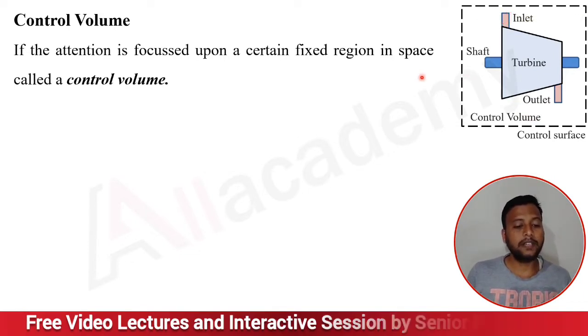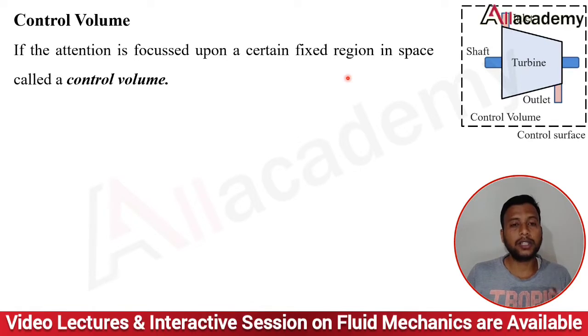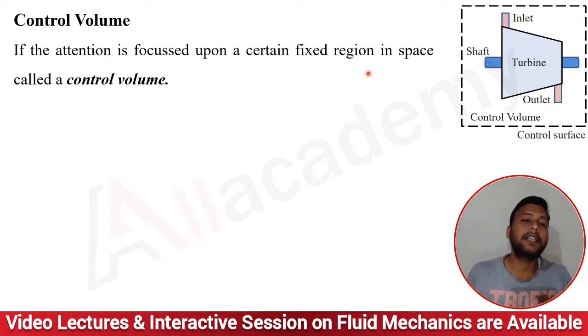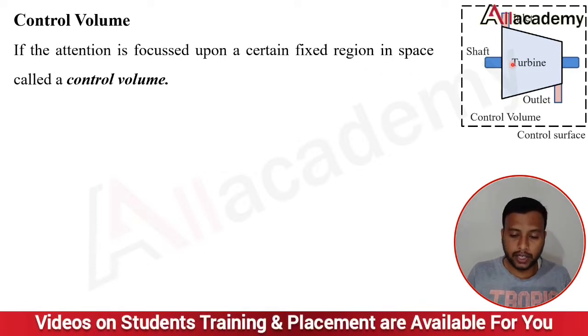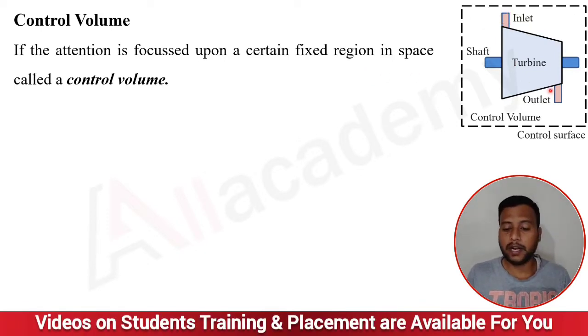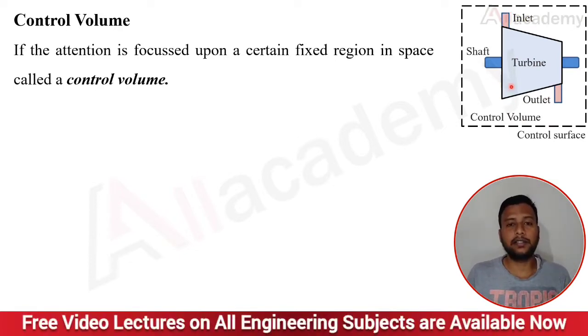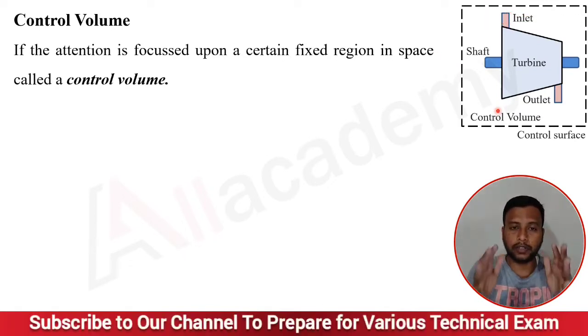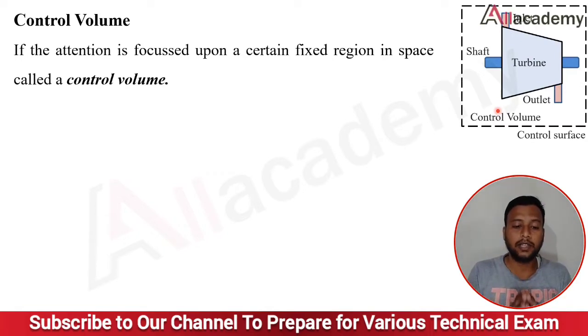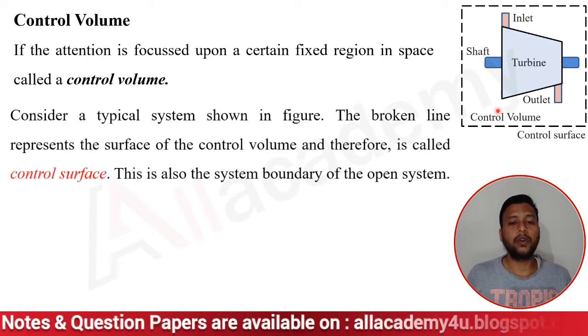If the attention is focused upon a certain fixed region of space, it is called a control volume, which includes both inlet as well as outlet conditions. In this turbine, I include both inlet conditions as well as outlet conditions. The whole system is controlled, and that is known as the control volume. Our focus of attention is completely on the whole system. Such things we call a control volume.